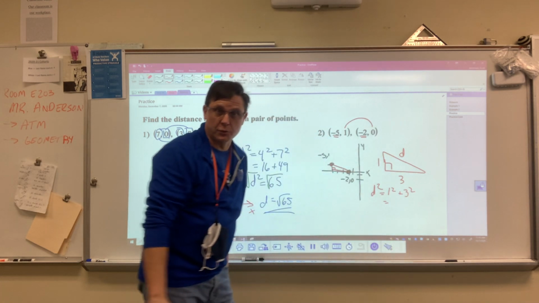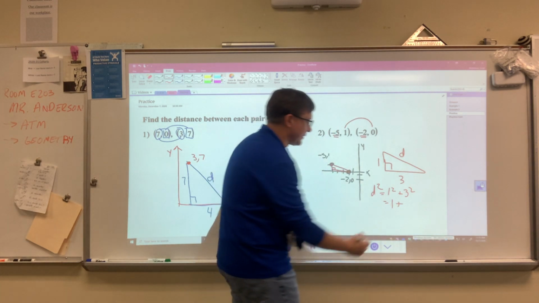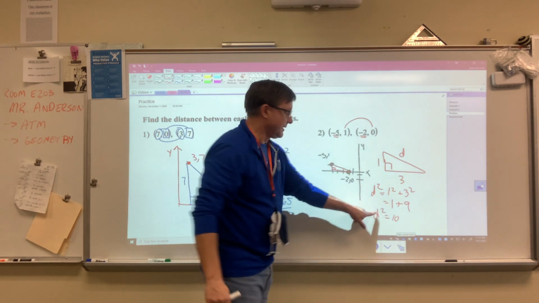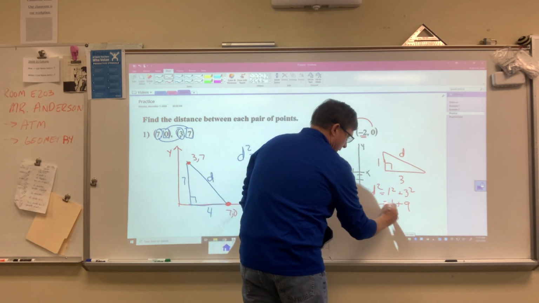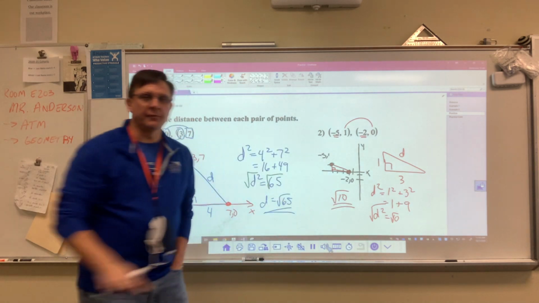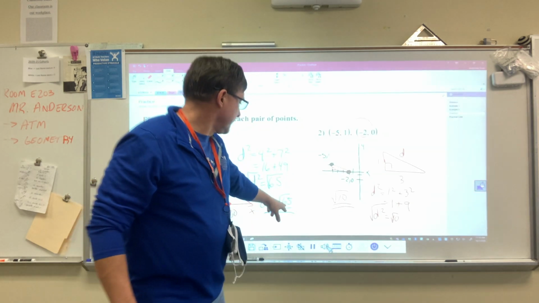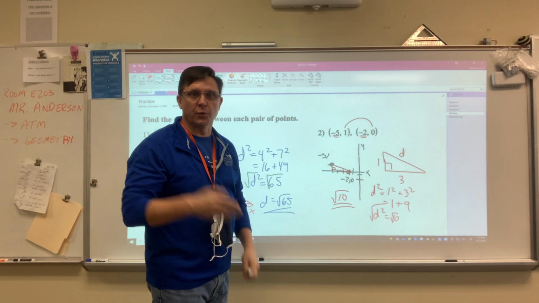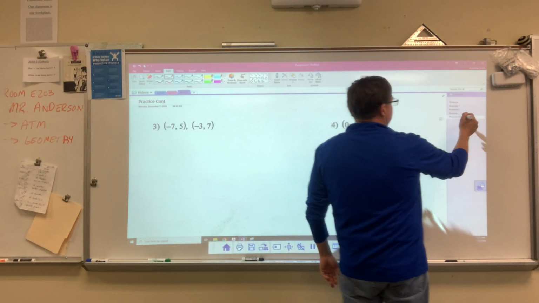1 squared is not 2, right? 1 times 1 is 1. 3 squared is not 6. 3 times 3 is 9. I get d squared equals 10. The opposite operation of an exponent is a root. And then I get the square root of 10 for number 2. And neither of these simplify, okay? Because 10 is 2 times 5. No squares. 65, I wouldn't expect you to know this, but it's 5 times 13. We only know the square root of 4, the square root of 9, the square root of 16. We only know our perfect squares.